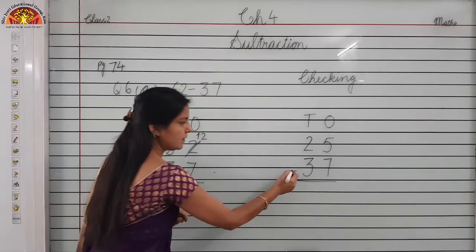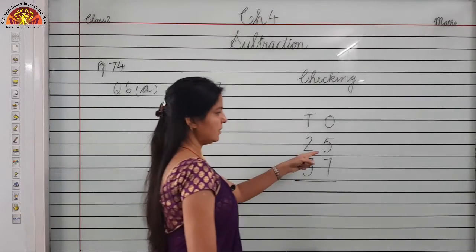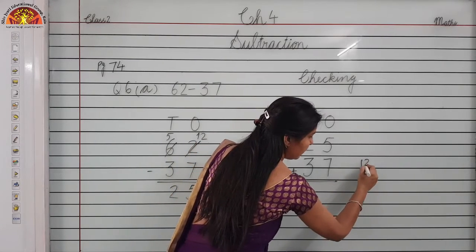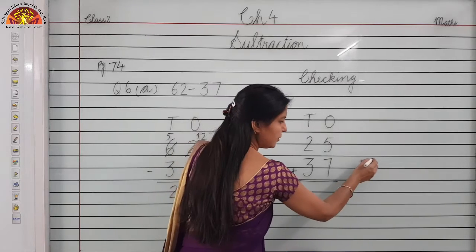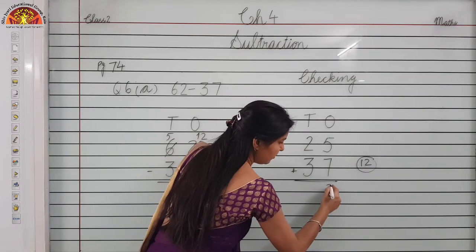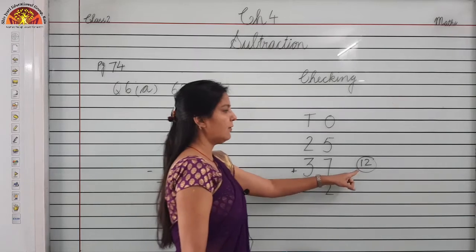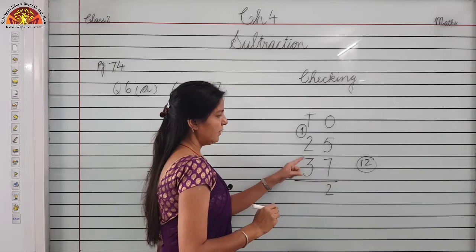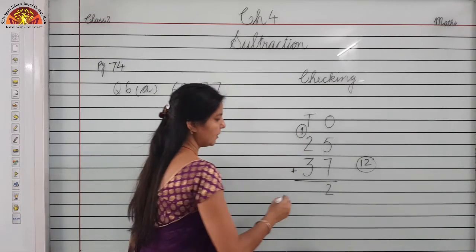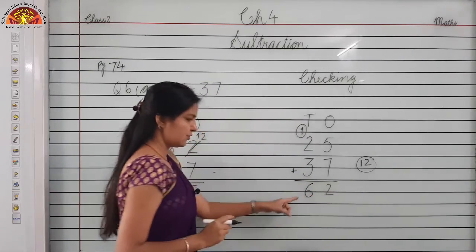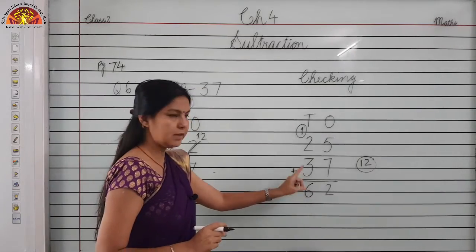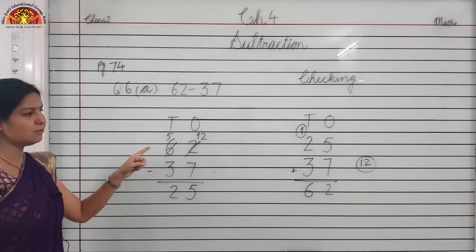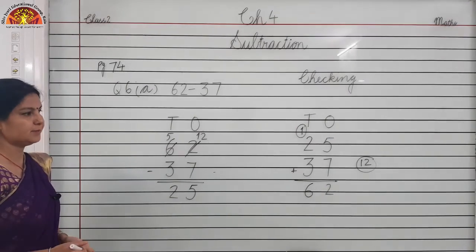So let's start adding these numbers. 7 plus 5 is equal to 12. So what we will do? We are getting two digits here. So we will write 2 below the ones place and we will carry this 1 to the tens place. 3 plus 2 plus 1 will become 6. So check the sum of these two numbers. This is 62. We get 62. It means your sum is correct.